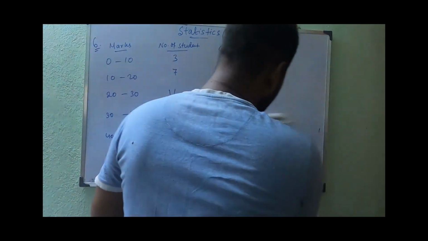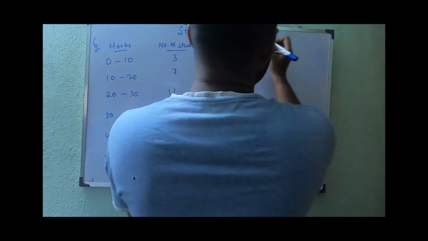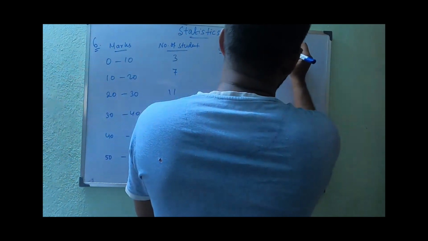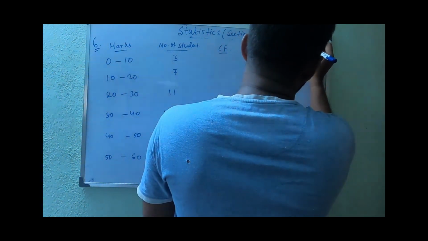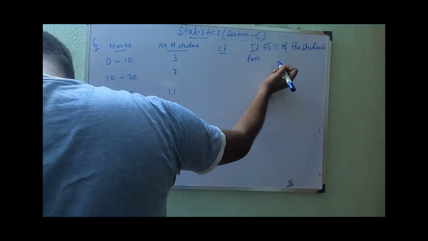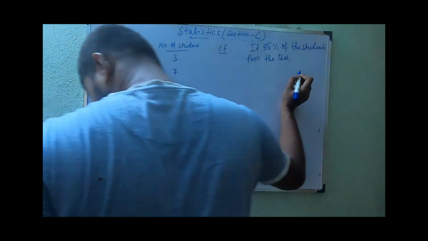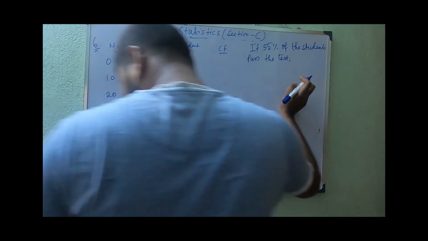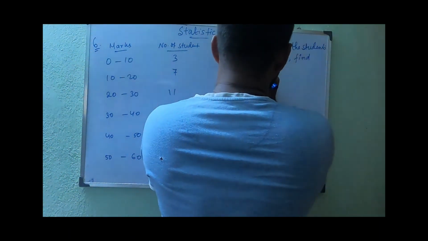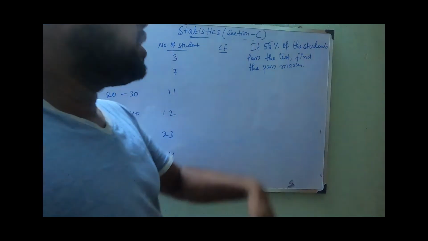Now, what the question says is that if 55% of the students pass the test, find the minimum marks obtained by a passing candidate. So find the passing marks. Find the pass marks. So this is basically the question.